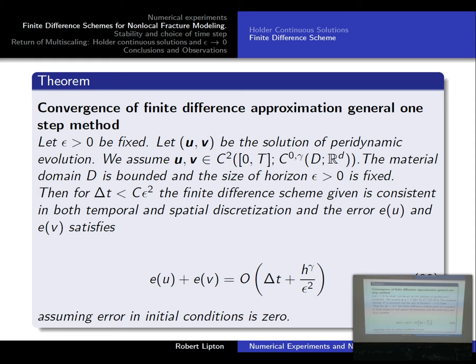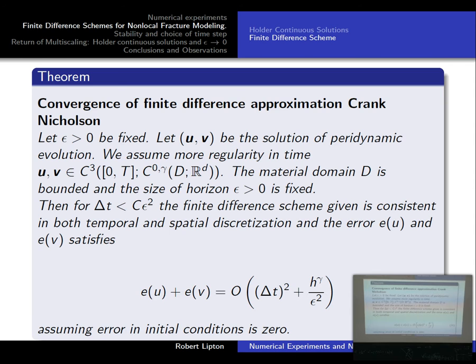So the thing we have rigorously established is this is true for schemes here. Here we've actually added a time derivative, so we have a convergence there. Then Crank-Nicolson, if we assume a little bit more regularity in time, then we get a better convergence, okay, for Crank-Nicolson. So at least we see that the discretization of this model is getting close to a solution subject to these conditions.